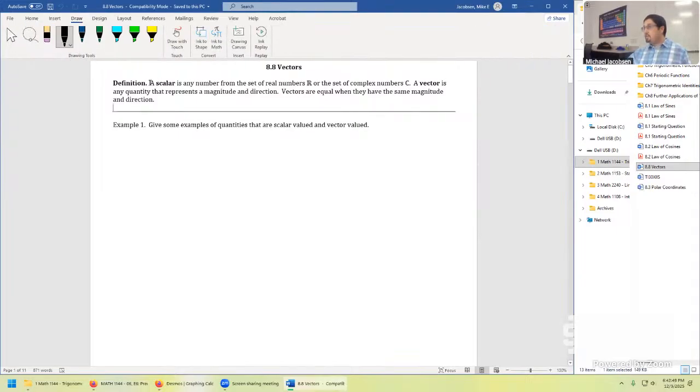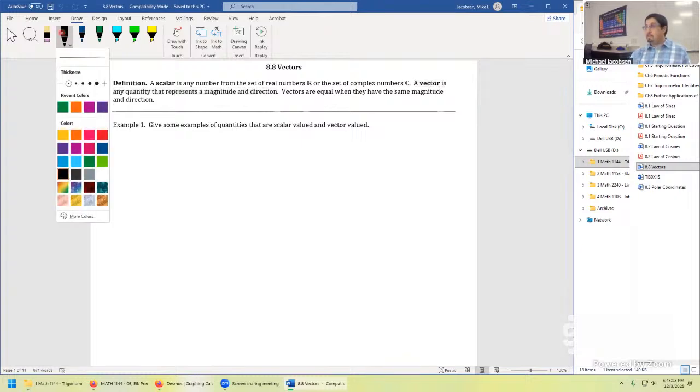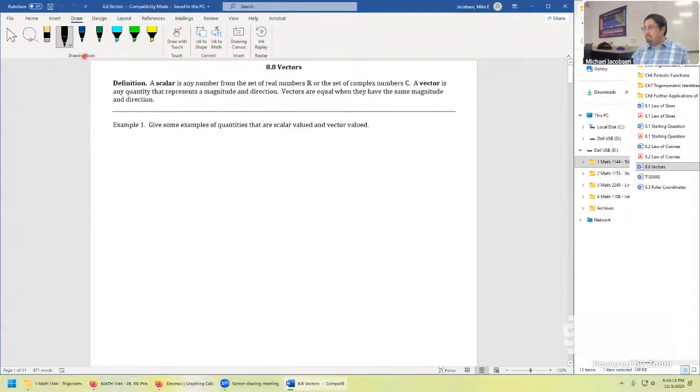We'll say a scalar is any quantity from the set of real numbers indicated by R, or even the set of complex numbers indicated by that symbol C. And a vector is a quantity that can represent vaguely two different things, magnitude and direction. We'll say big vectors are equal if and only if the magnitude is the same and the direction is the same. So a quick example of a vector could be something, say, like this.